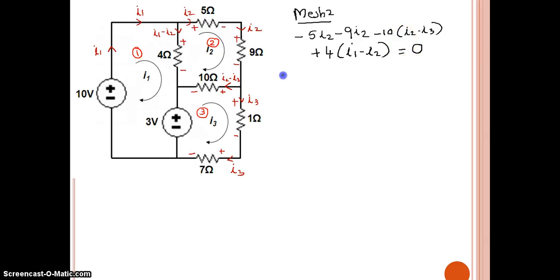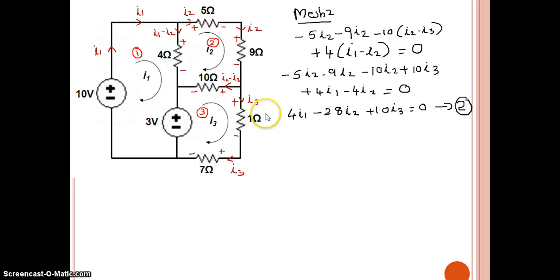There is no voltage source, so it should be equal to 0. Now readjust the equation: minus 5I2 minus 9I2 minus 10 times I2 minus I3, minus into minus plus 10I3, plus 4I1 minus 4I2 should be equal to 0. Readjusting that, we get 4I1 minus 28I2 plus 10I3 equal to 0. Mark it as equation 2 for mesh 2.